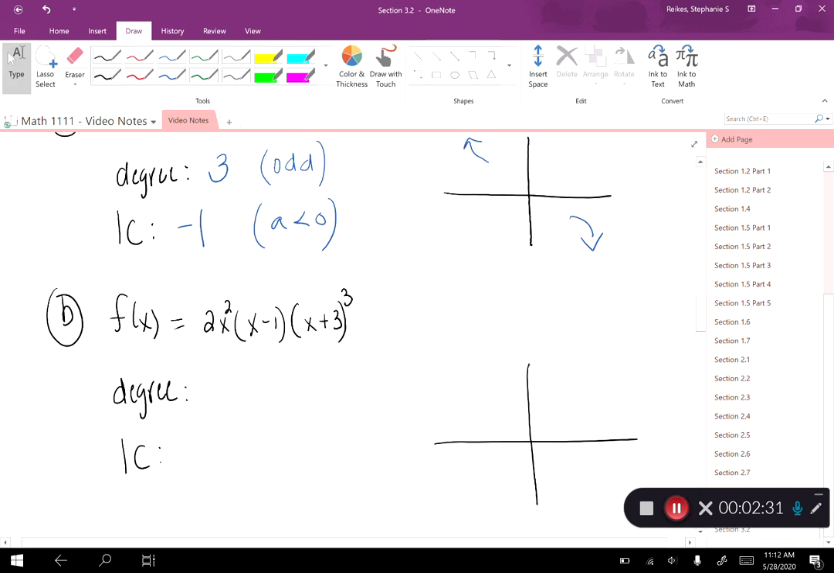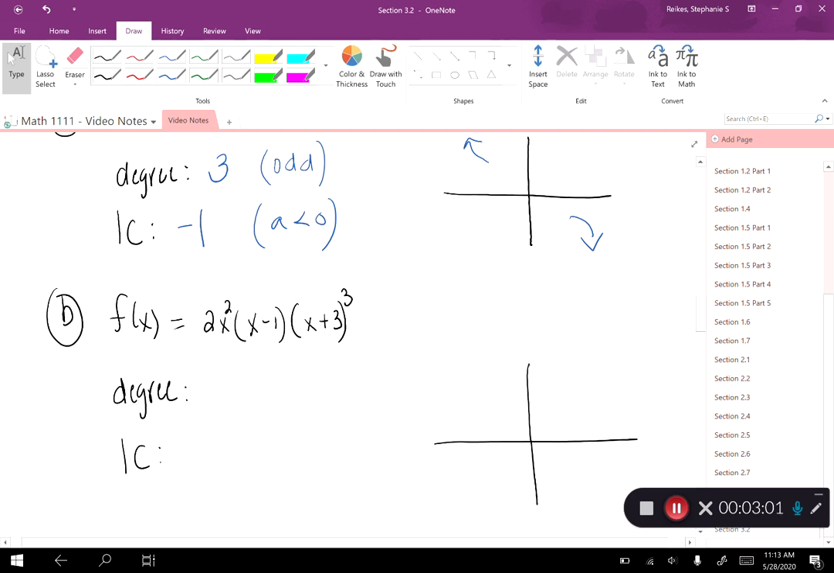Let's take a look at one more example. Part B. I'm given the function f of x is equal to 2x squared times x minus 1 times x plus 3 cubed. This problem is a little harder because my polynomial is given to me in factored form. The only way to know the degree of a polynomial is to have it FOILed out. It must be in general form in order for me to pick up the highest exponent.